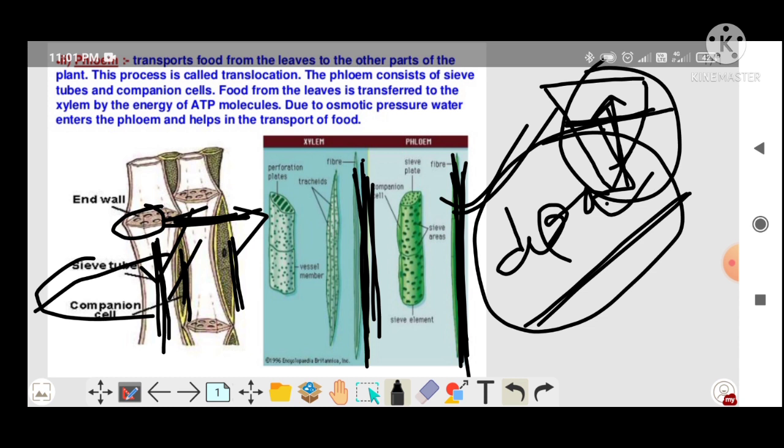And by which mechanism does food transport through phloem? Due to osmotic pressure. Due to osmotic pressure, water enters the phloem and helps in the transport of food. This is the mechanism. Okay, thank you.